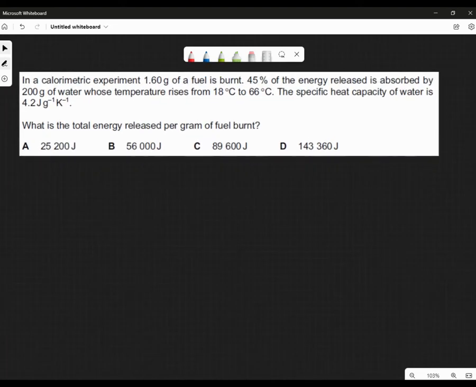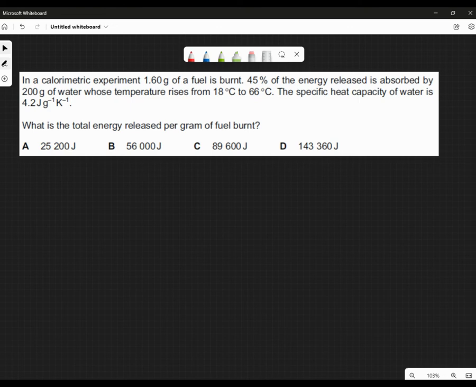103%. That will do. In a calorimetric experiment, 1.6 grams of the fuel are burned. 45% of the energy released is absorbed by the 200 g of water. The temperature rises from 18 to 66. The specific heat capacity of water is that. What is the total energy released per gram?